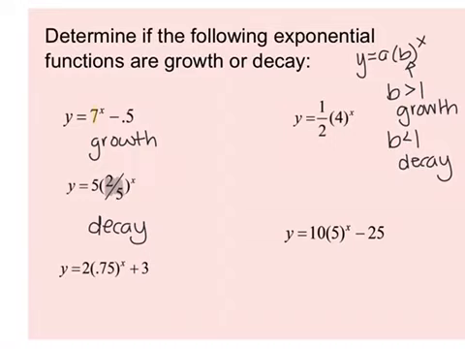Look at this next example here. The number that has the exponent attached to it is the 0.75. That is less than 1, so that, again, is a decay situation. I want you to pause the video, try the last two on your own, and then come back and check your answers.